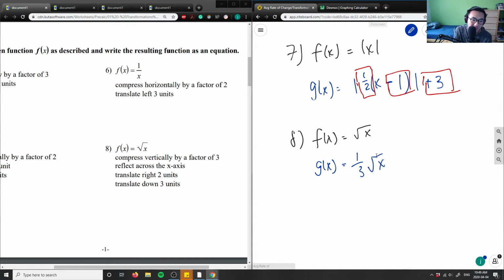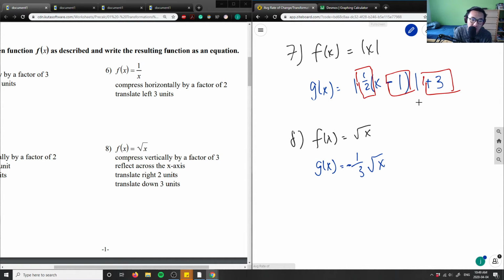It says here reflect across x-axis. If I'm reflecting across the x-axis, if you look back to my notes, the negative is going to be a negative somewhere, right? The negative here is going to exist outside my function. Reflecting up and down, you can say it's a vertical reflection. So it's going to exist outside my function here. So this negative. And then it just says here translates right by 2 units.